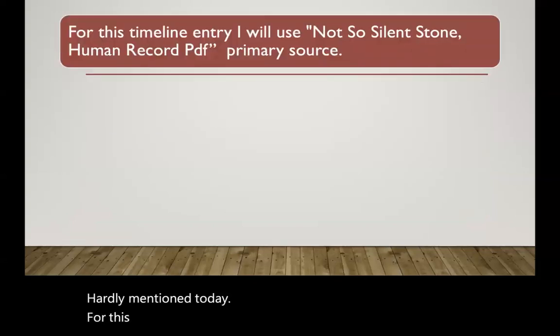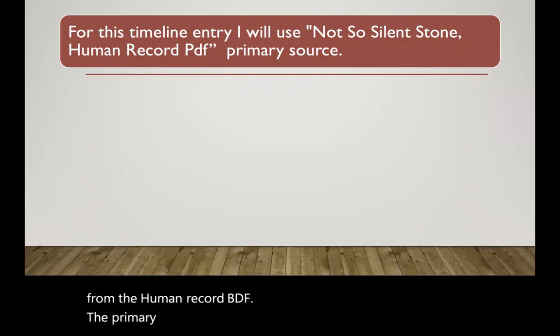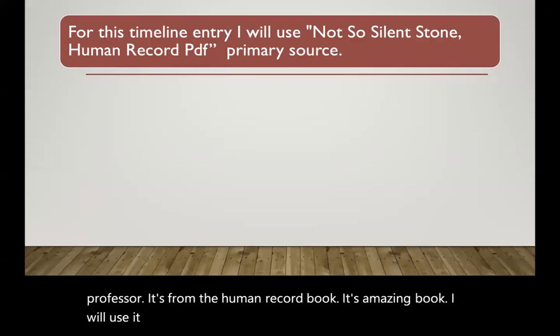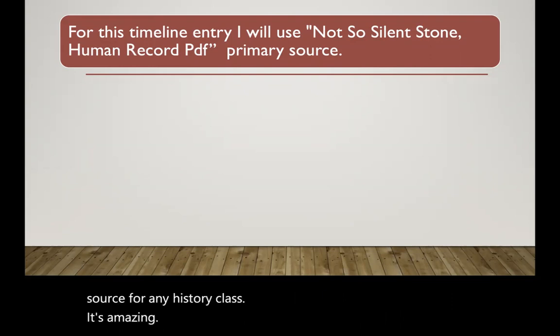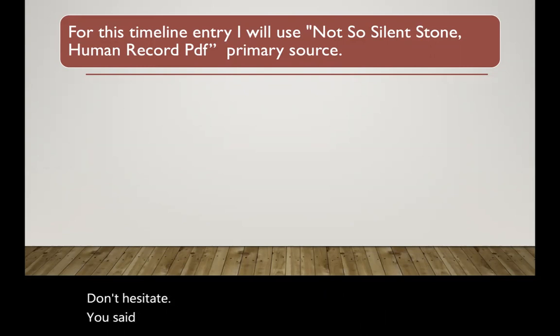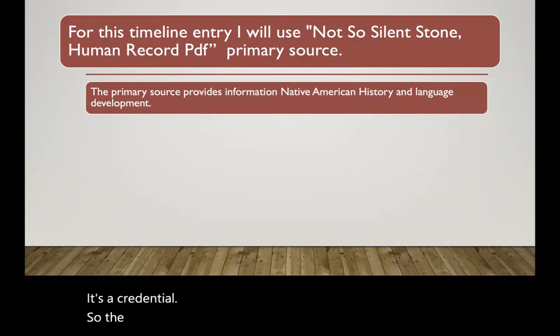For this timeline entry, I will use the Not So Silent Stone from the Human Record PDF primary source. This primary source is also provided by my professor. It's from the Human Record book. It's an amazing book. I will use it in the future whenever I need a primary source for any history class. And I will provide the citation for it in the video description. Yeah, don't hesitate, use it if you need. It's credible. So the primary source provides information about Native American history and language development.